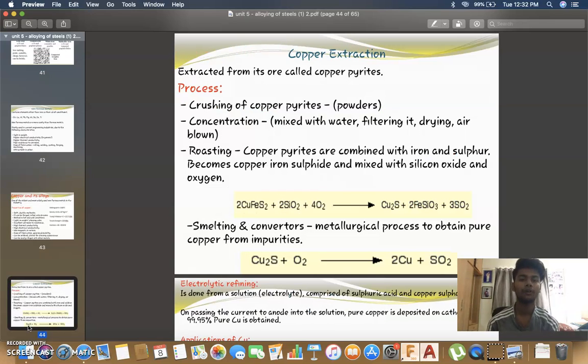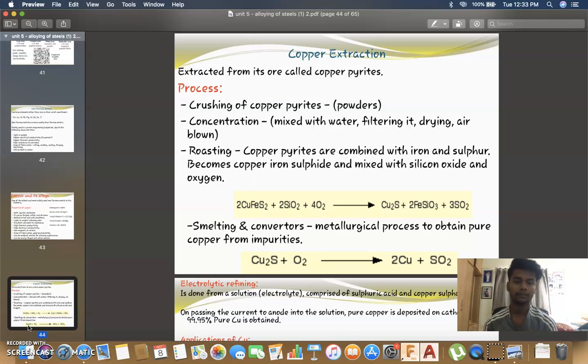Next, we go for copper extraction. Extraction is from its ore, called copper pyrites. Process: crushing of copper pyrites into powders, concentration mixed with water, filtering, drying, air blown. Roasting: copper pyrites, a combination of copper, iron and sulfur, becomes copper iron sulfide, and is mixed with silicon oxide and oxygen. Now let's see the equation that forms: 2CuFeS2 + 2SiO2 + 4O2 gives rise to Cu2S + 2FeSiO3 + 3SO2.